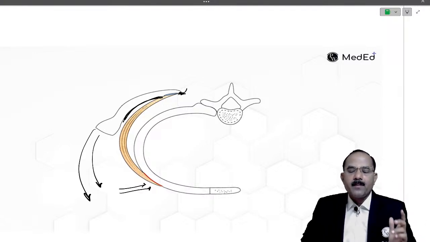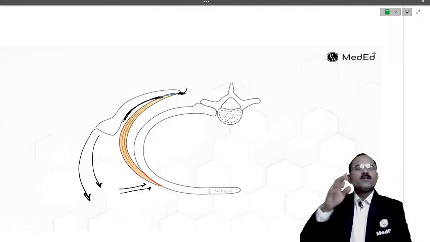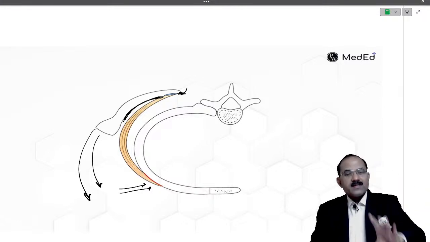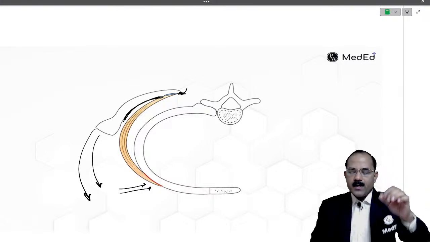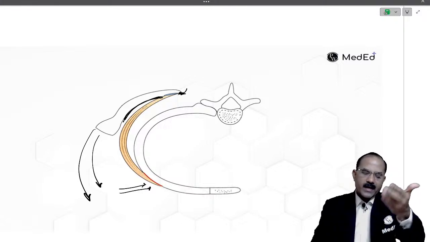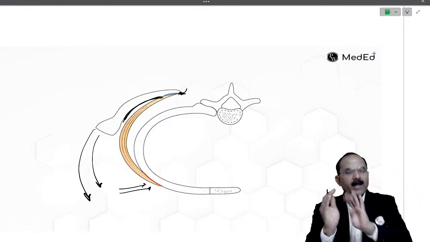That's overhead abduction of arm. So what is the action of serratus anterior? Very important, bacho, very important. Serratus anterior comes as a short note for you. So origin, I've told you, insertion is on the costal surface, medial border. Action is it pulls the scapula along the chest wall.